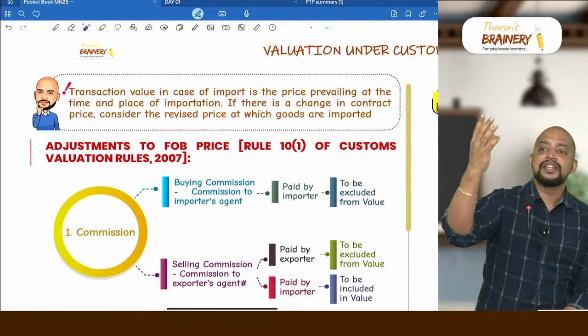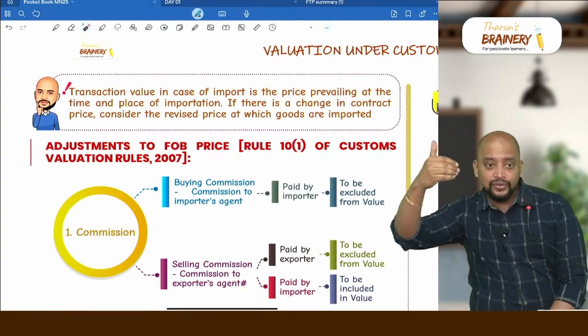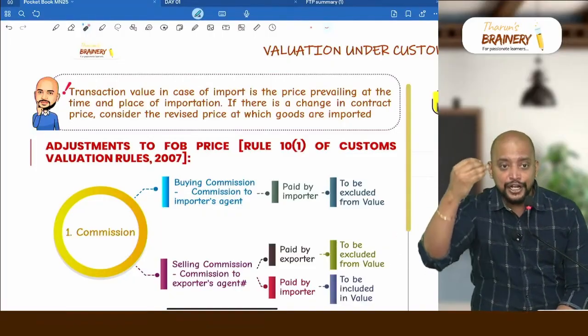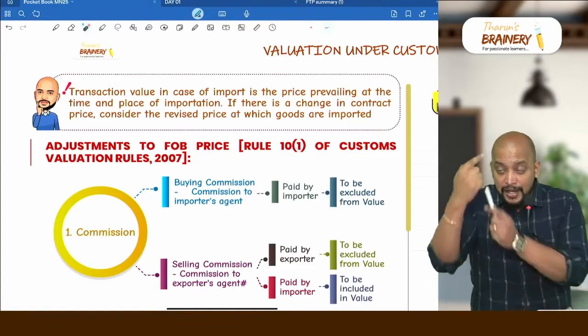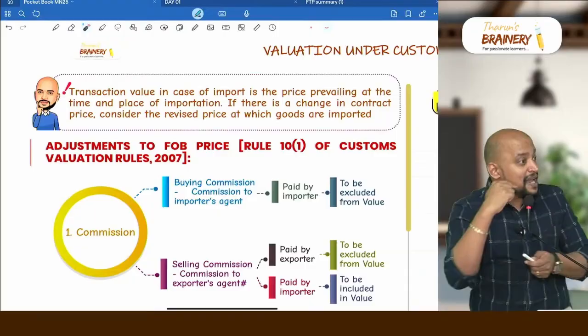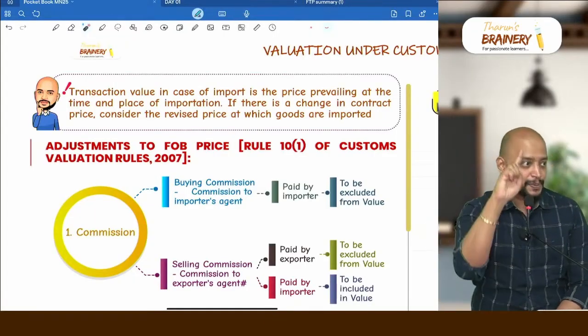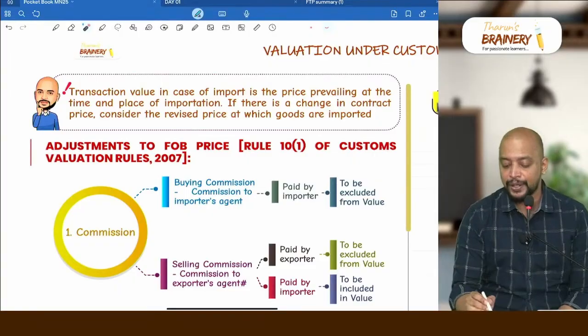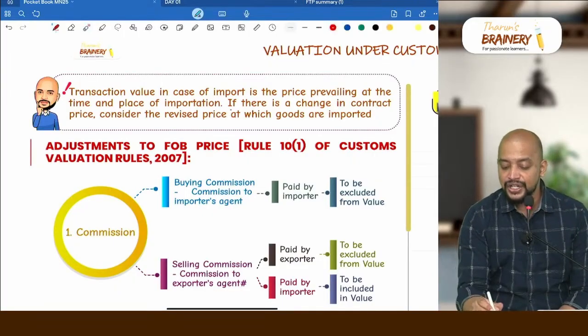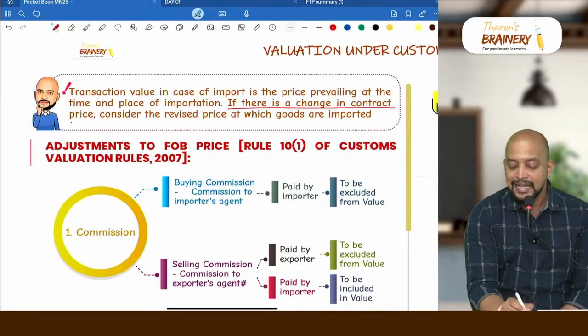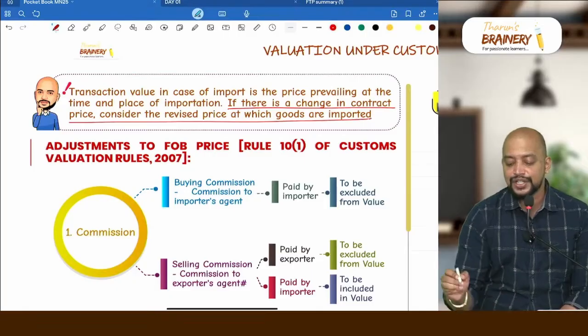Say he may invoice it at one value, but when the goods are in transit, the value might have been reduced. So we make a negotiation. By the time goods are unloaded, we pay the renegotiated price. So take the renegotiated price, don't take the price as per the invoice. That is a very, very important point. If there is any change in the contract price, consider the revised price at which goods are imported.